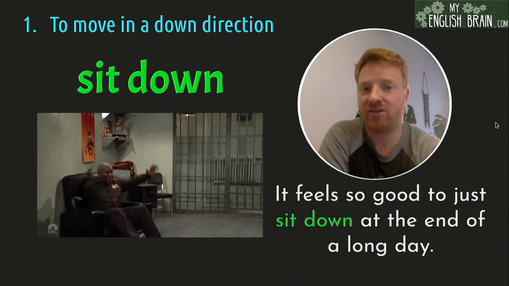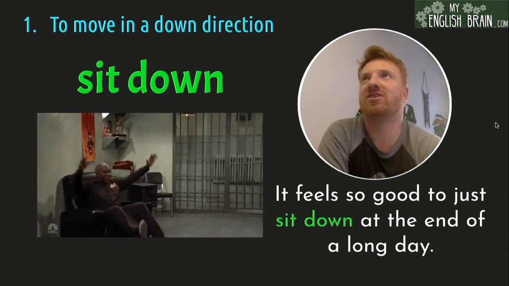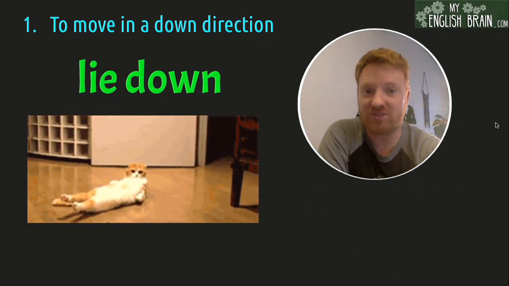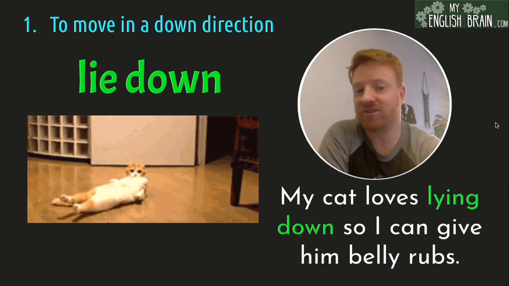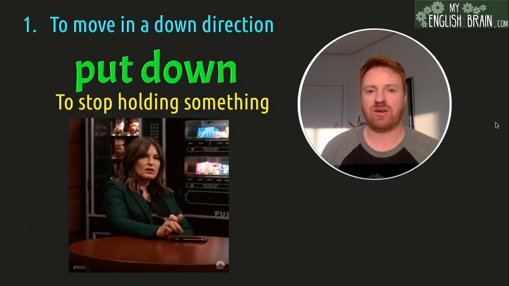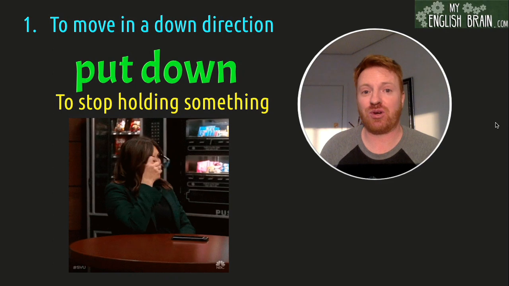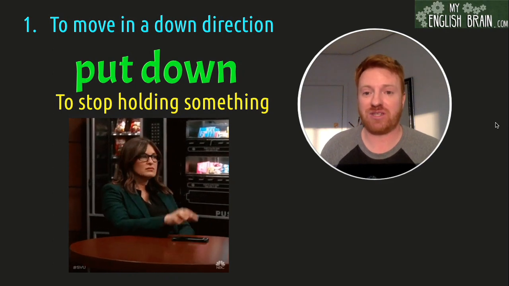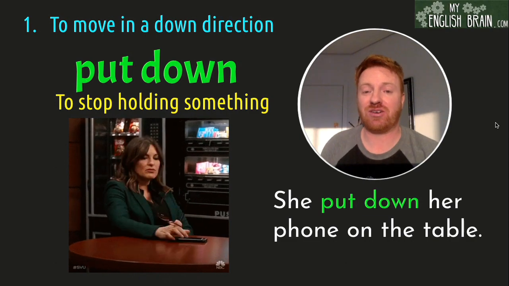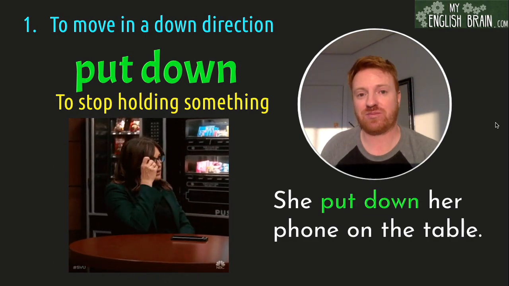Sit down. For example, it feels so good to just sit down at the end of a long day. We also use this with the verb lie. Lie down. For example, my cat loves lying down, so I can give him belly rubs. We also use down with put. Put down. Put down means to stop holding something. For example, she put down her phone on the table.